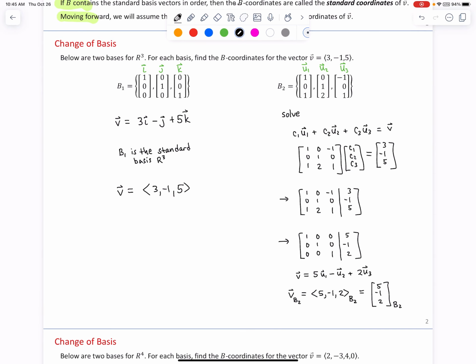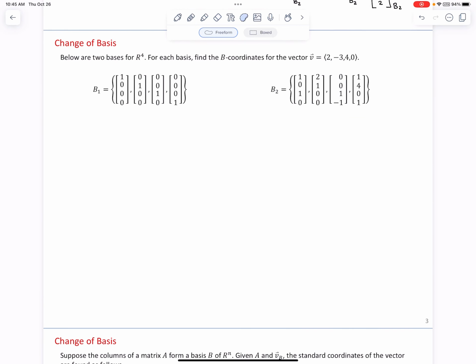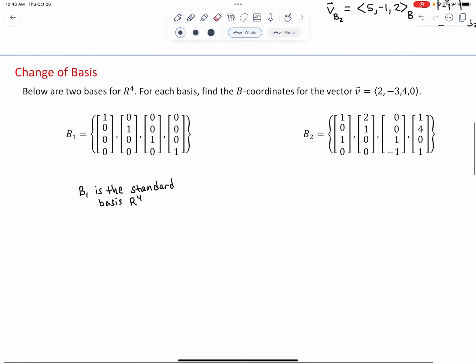Okay, let's go to the next page. Below are two bases for R4. For each basis, find the B coordinates for the vector v equals 2, negative 3, 4, 0. Well, B1 is the standard basis for R4. Now, for the labeling of these vectors, we get away from the ijk labeling, and we switch over to a new labeling for basis vectors you will see in some textbooks.